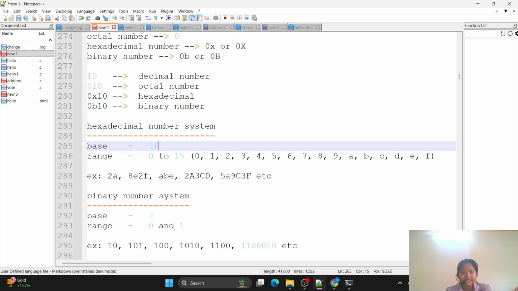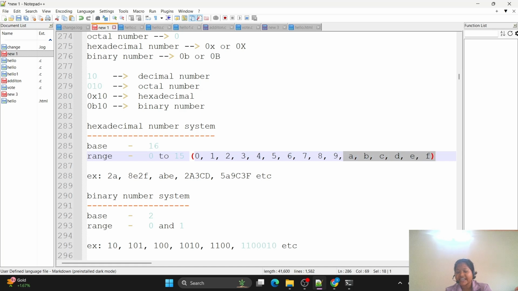Hexadecimal number system, see here the base is 16, hexadecimal means 16, the range is 0 to 15. But after 9 is there any number? No, after 9 what would come? 10, which is the combination of 0 and 1. So for that they introduced 0 to 9 as numbers. After that 10 to 15 we use as alphabets A to F. You can't use G, H and all.